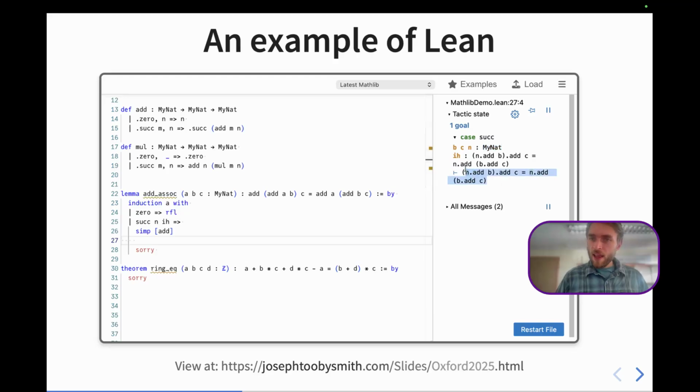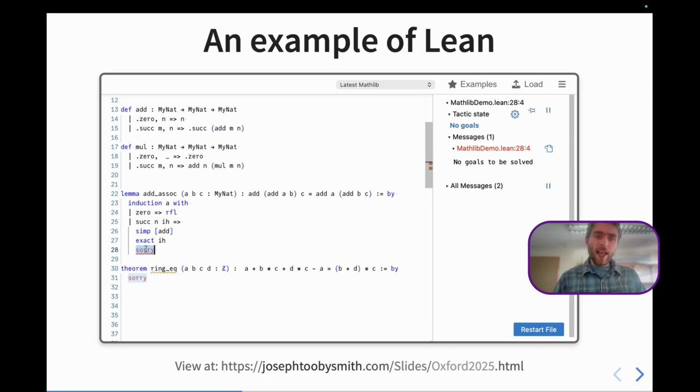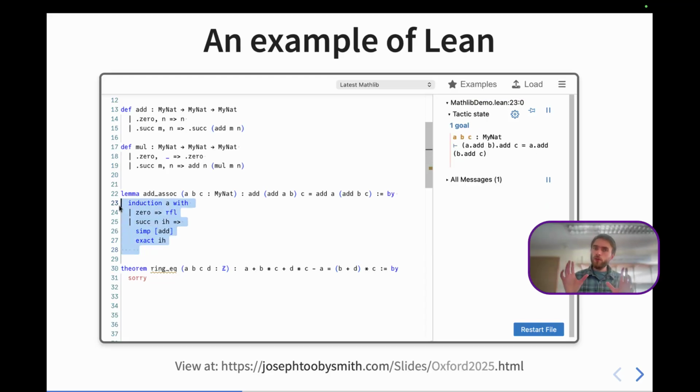Now, if we look at this IH and we look at the goal, you'll notice that they are exactly the same. And there is a tactic called exact. If we call exact IH, it proves the goal, and we have no errors here. So importantly, this is a formally verified proof of the fact that addition is associative. We can be sure that this proof is true. We don't have to worry about this. Lean, the computer, has checked this for us.